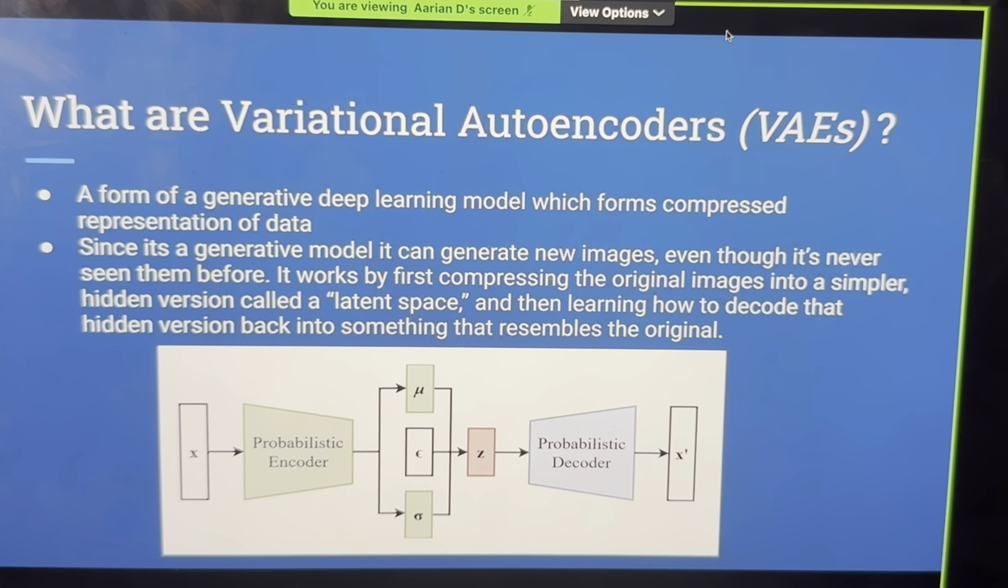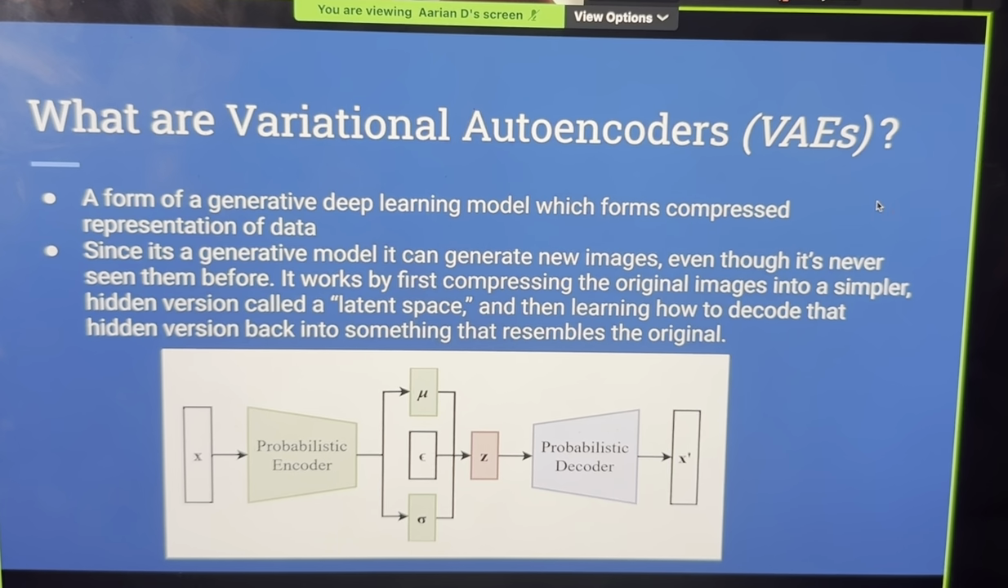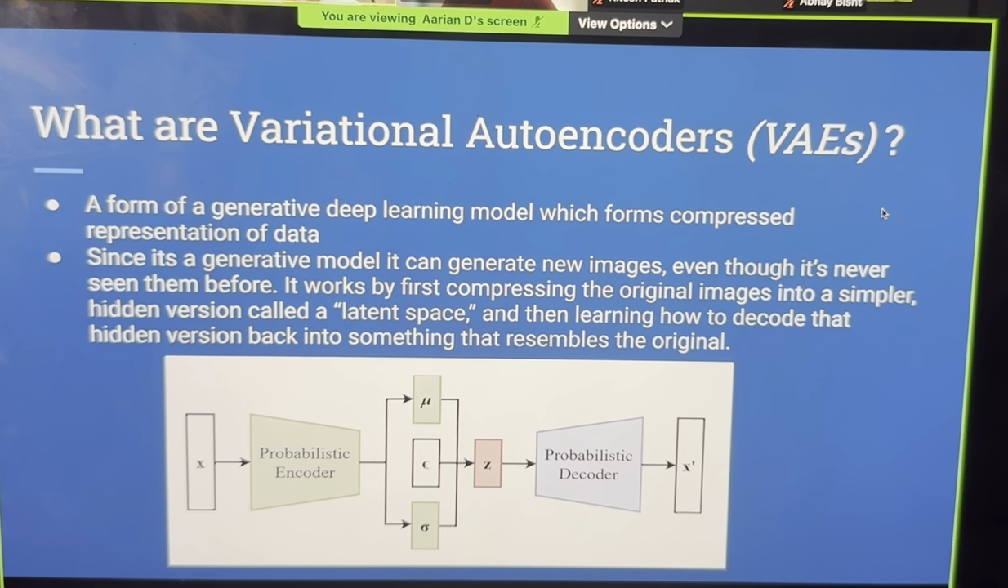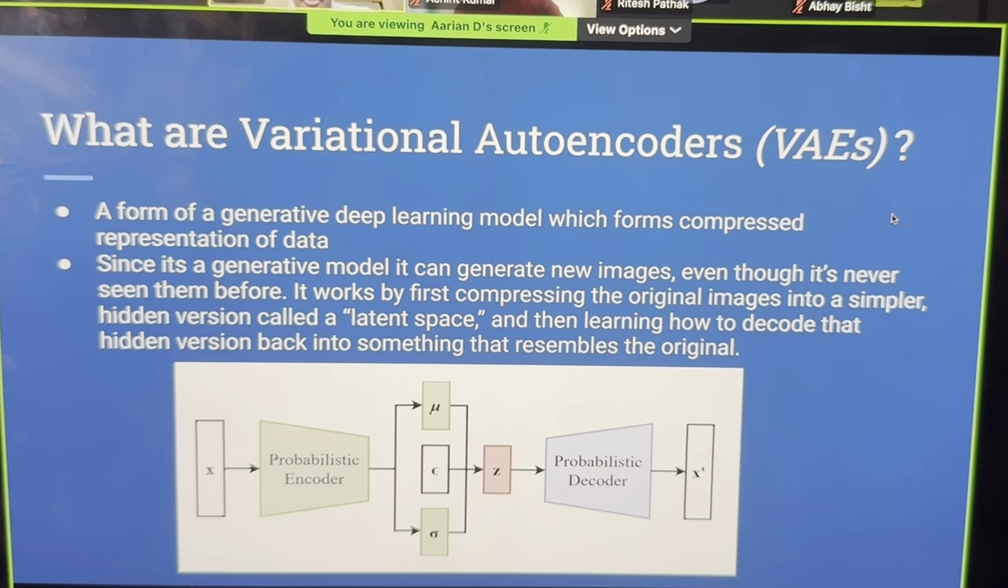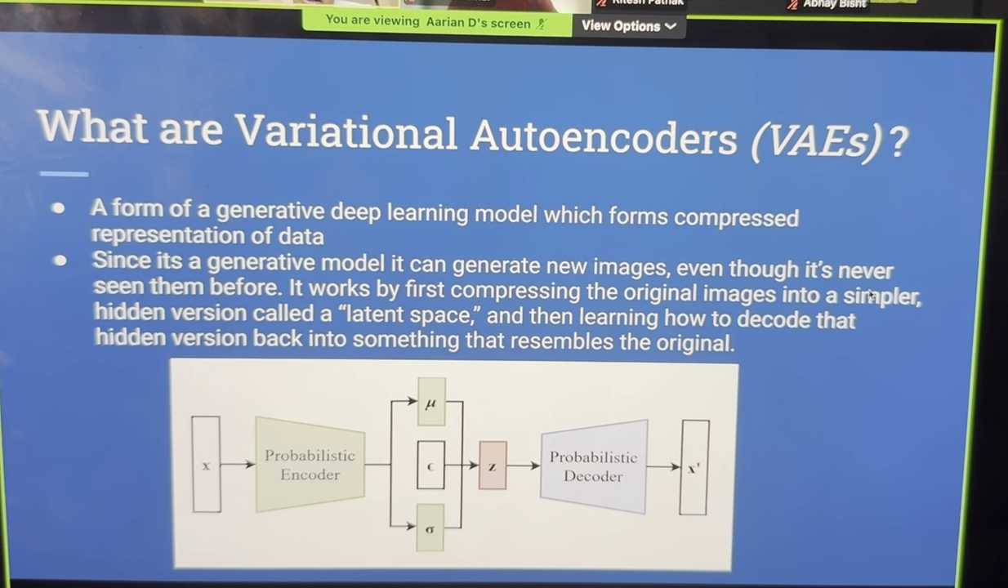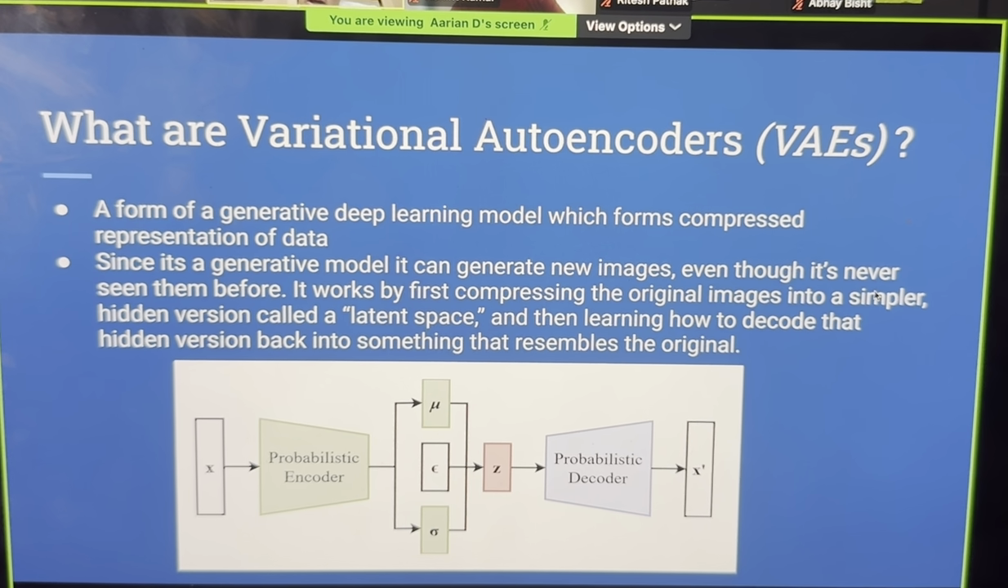So now we're going to talk about VAEs. VAEs are variational autoencoders, and they're a form of generative deep learning model which forms compressed representations of data. Since it's a generative model, it can generate new images even though it might not have seen them before.